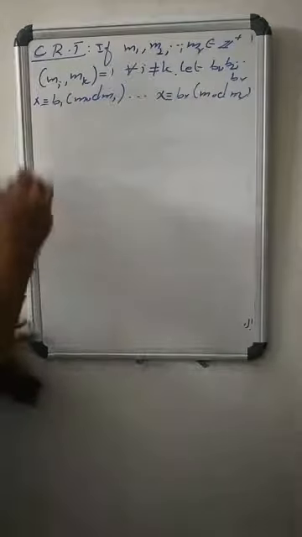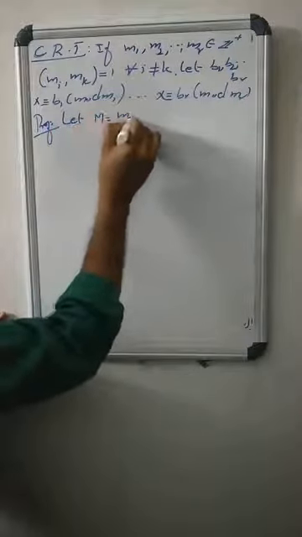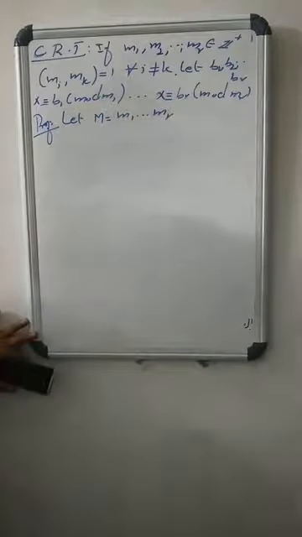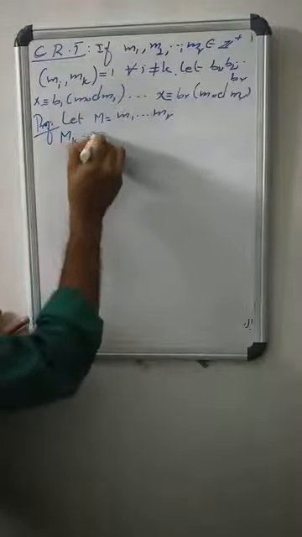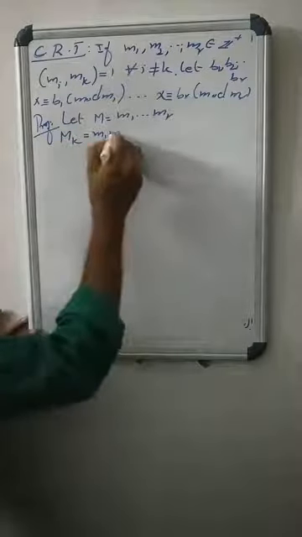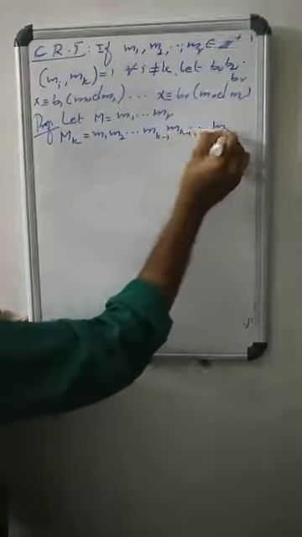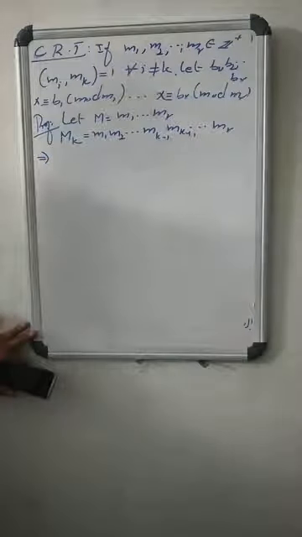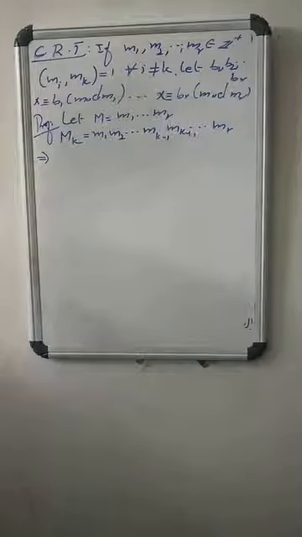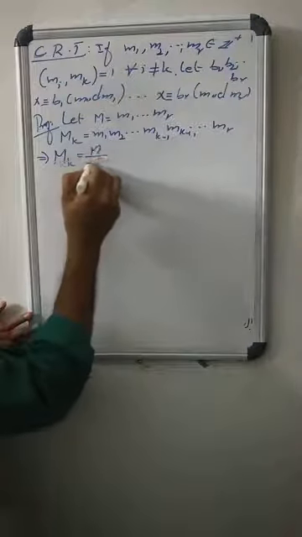So how is it proved? Let capital M be the product m1 times etc. times mr. Let capital Mk equal m1, m2, etc. m_{k-1}, m_{k+1}, etc. mr. That means Mk is the product of all the mi's except the small mk. So what is capital Mk? Capital Mk equals capital M divided by small mk.